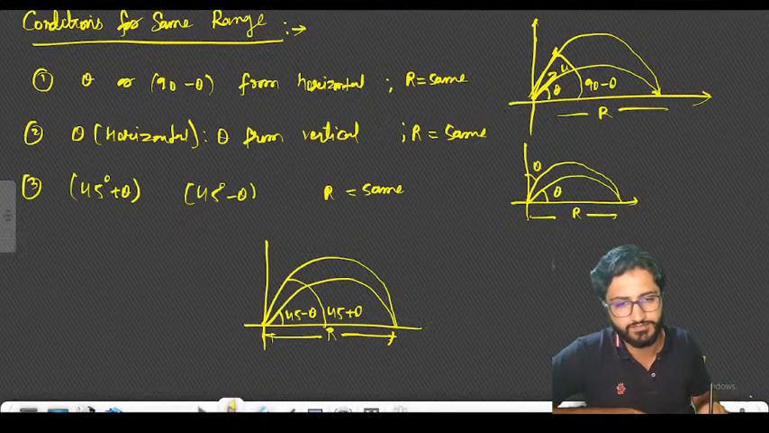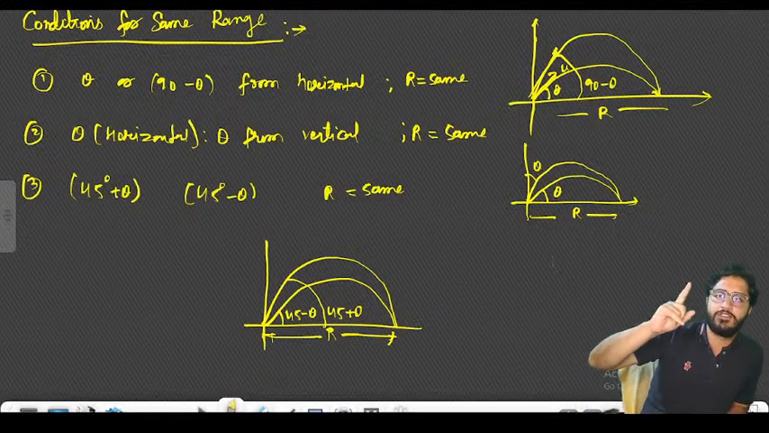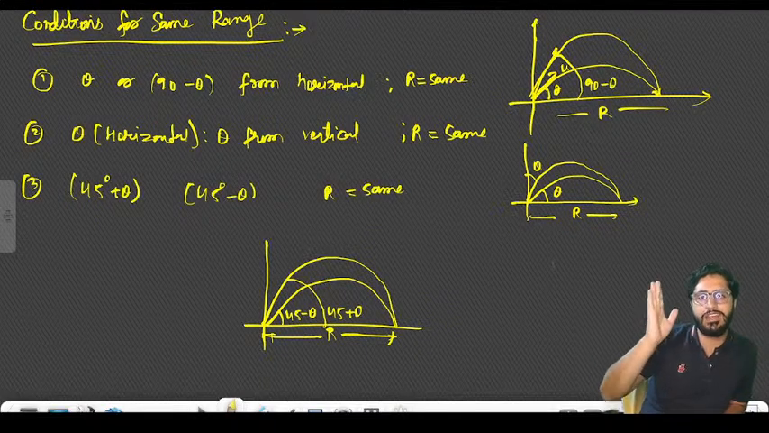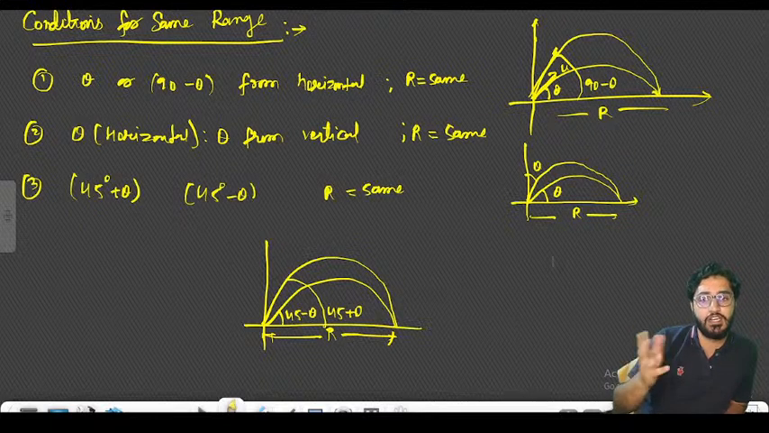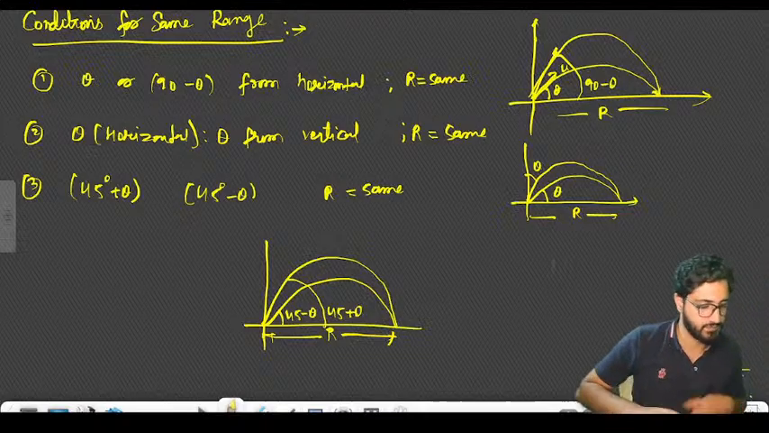One more thing, if you have completed this point, now for range, only 3 things are there. Theta and 90 minus theta, or theta from horizontal and theta from vertical. Third point, 45 plus theta or 45 minus theta. Range will be same in all three cases. Done?